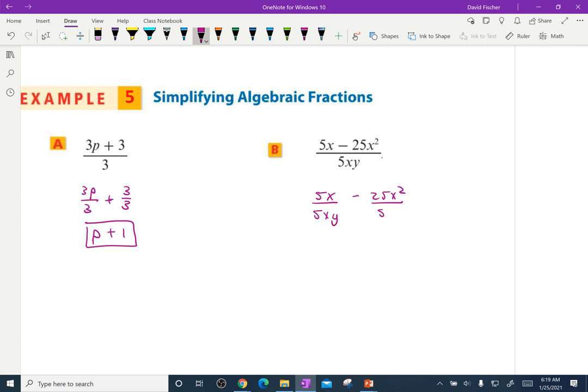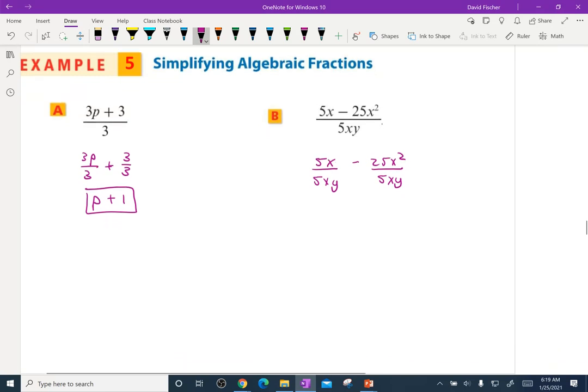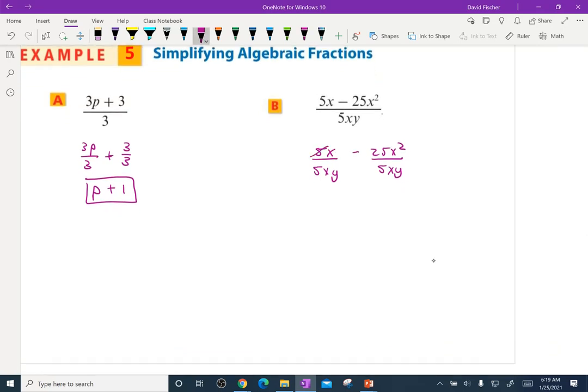And this is still over 5xy. That 5xy is underneath both of those terms. Okay. Now over here we say 5 divided by 5 is just 1, so they cancel each other out. My x divided by x is just 1. Now I gotta have a 1 in the numerator up there. I just can't leave it blank. And I don't have any y's to cancel out, so it's just going to be 1 over y.